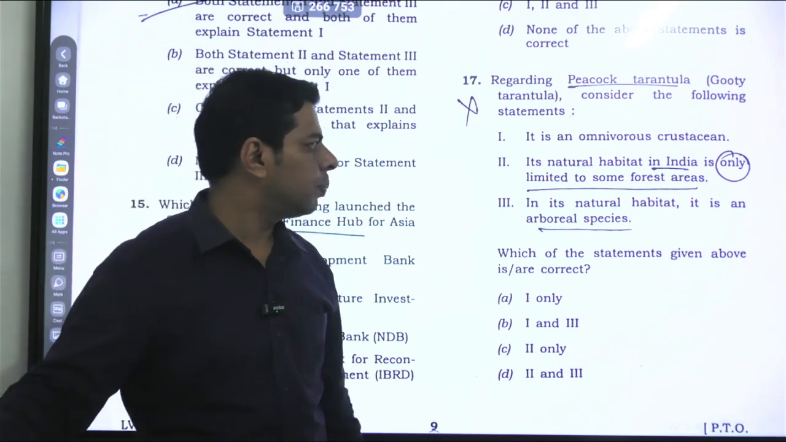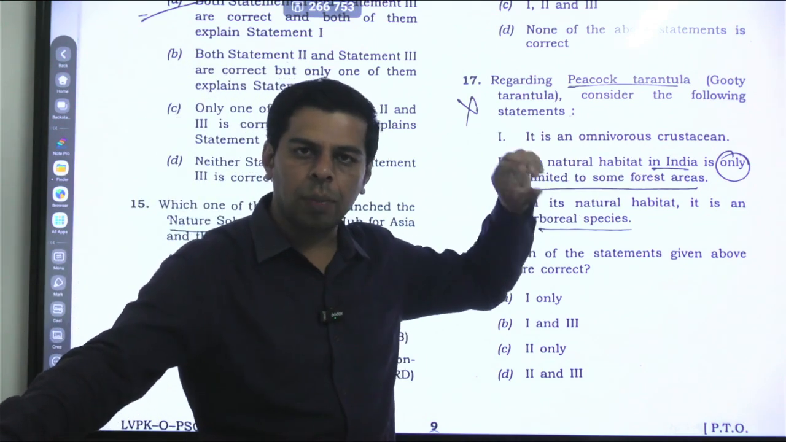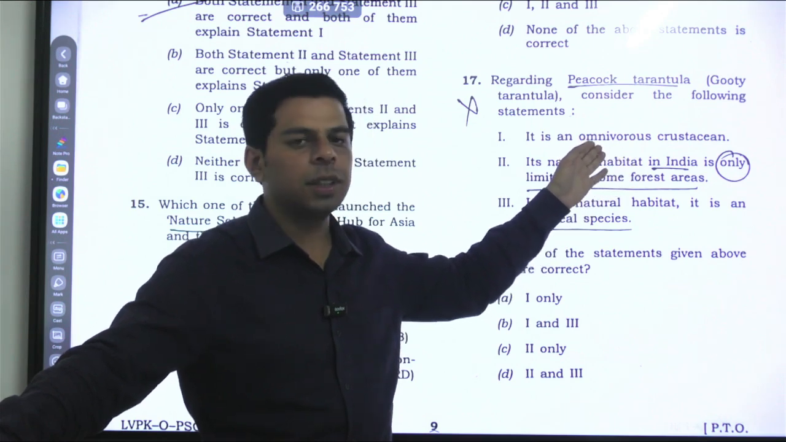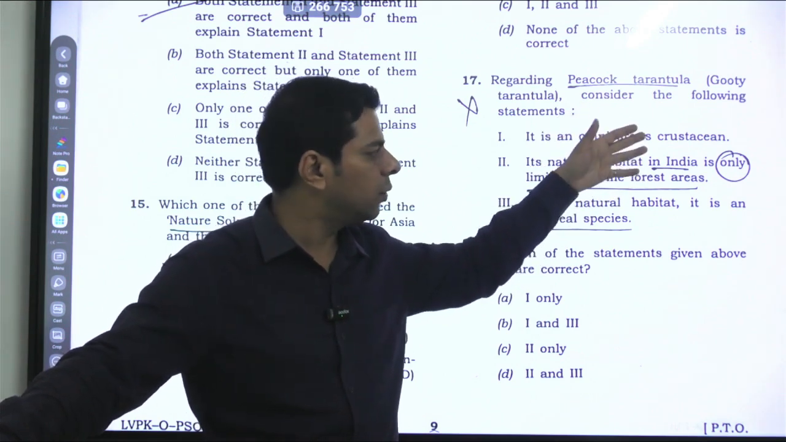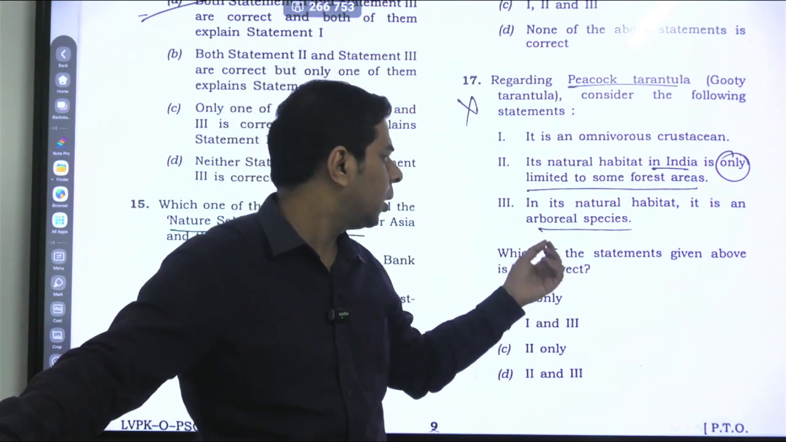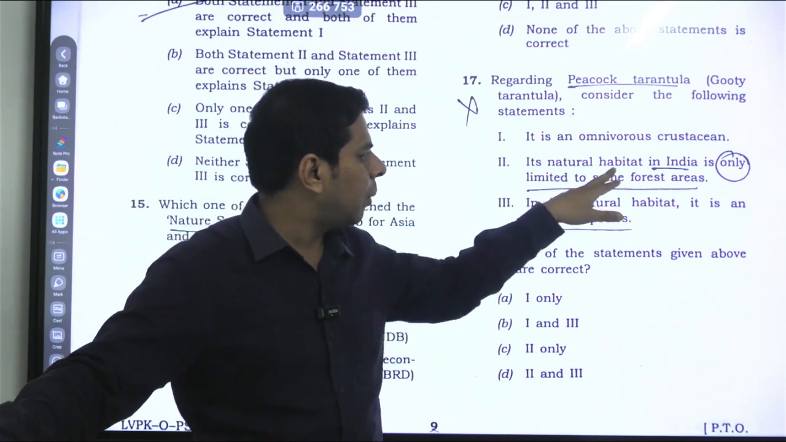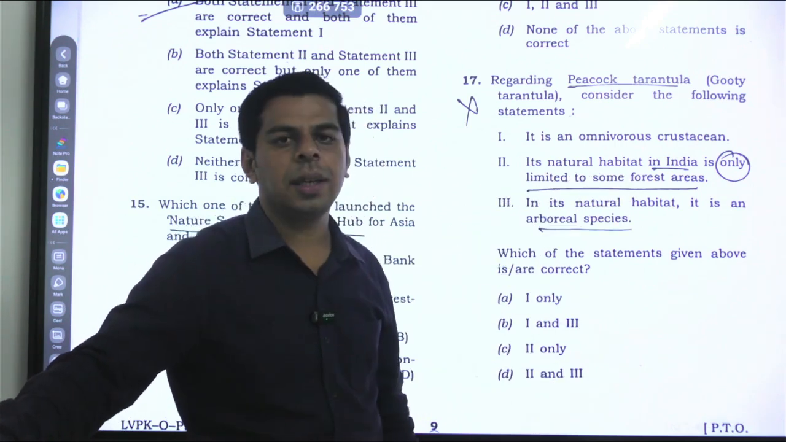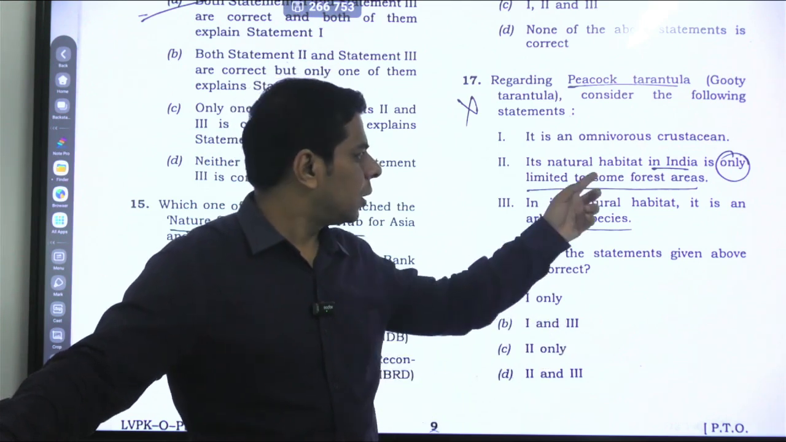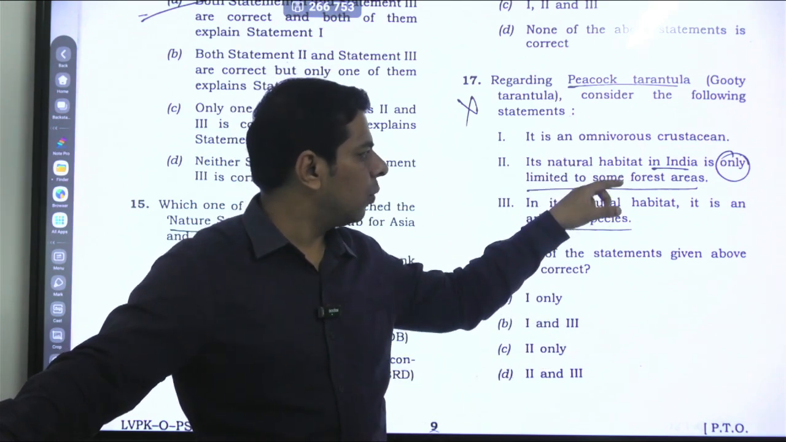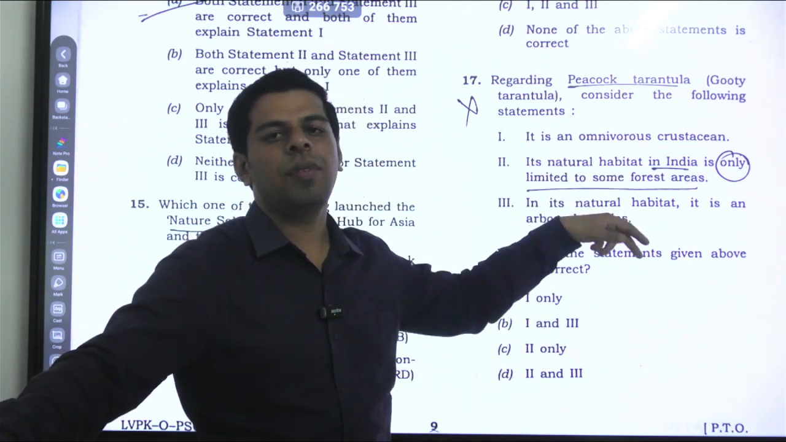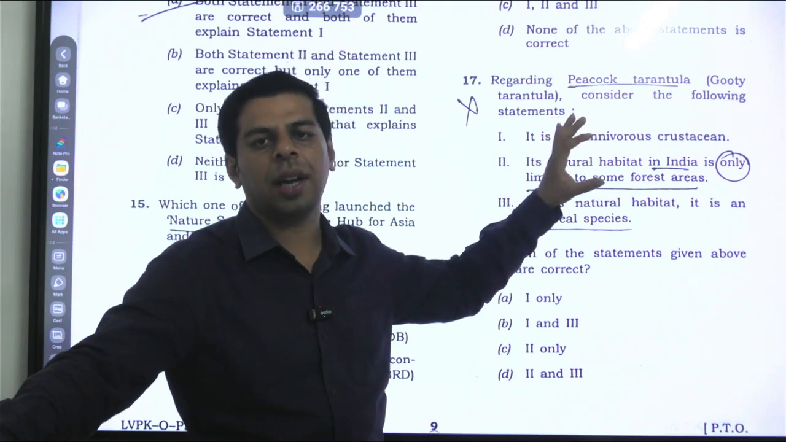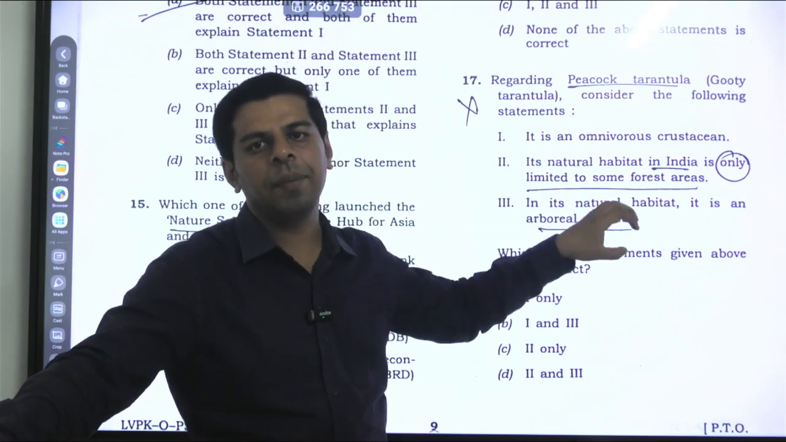Because from a GS perspective, it's not possible that you are able to link a specific spider by its feeding habit as well as its order. Now, the second statement: its natural habitat is in India. It's only limited to some forest area. Once again, the word "only" might be confusing, but they have mentioned only some forest area. So basically, this line is trying to say that it is an endemic species.